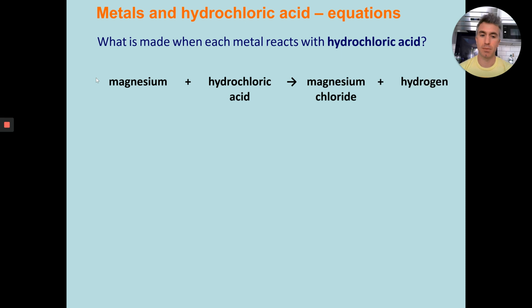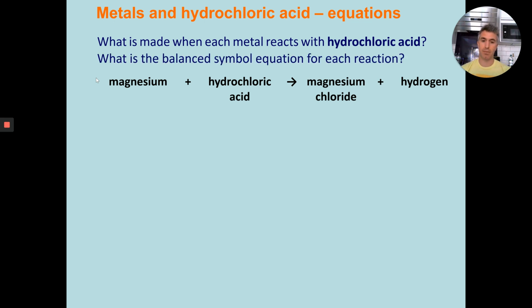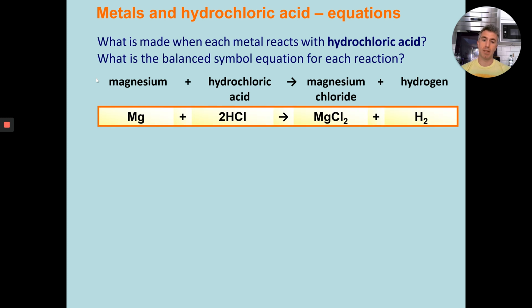So, for example, the different type of acid will affect the salt that is made. So if the acid is hydrochloric acid, you get a chloride salt. So magnesium plus hydrochloric acid makes magnesium chloride and hydrogen. So hydrochloric acid makes chloride salts. And that's a balancing equation.